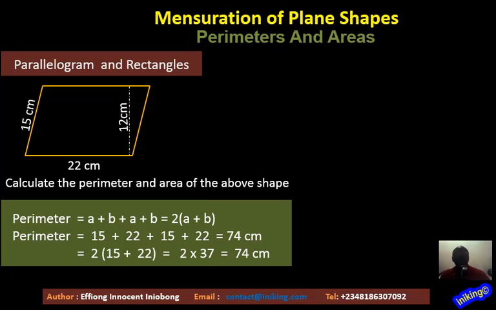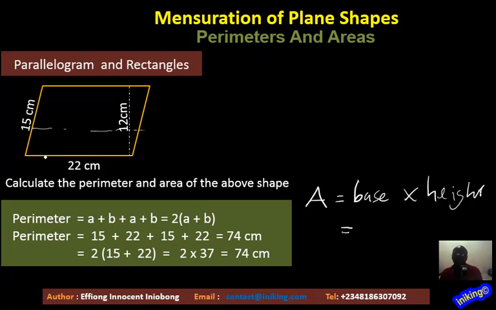The area of a parallelogram, we said, is what? The area of a parallelogram, let's just put A there, is base times height. We are given two sides, 15 centimeters and 22 centimeters. Which of these will serve as the base? I can't use 15 because if I use 15, I don't know the height. The height is supposed to be the perpendicular distance between the base, if I'm taking 15, and the opposite parallel side. And that is not provided.